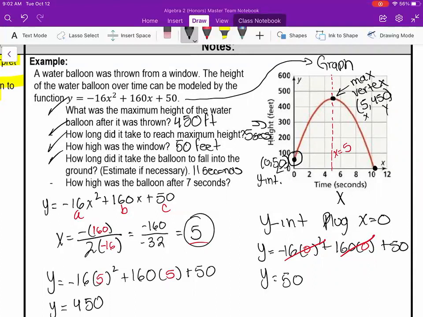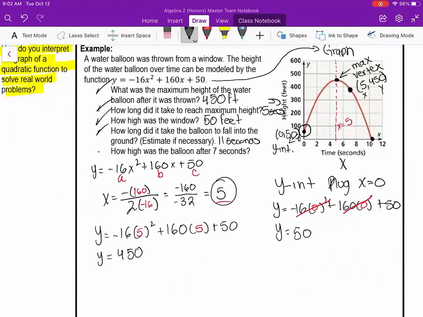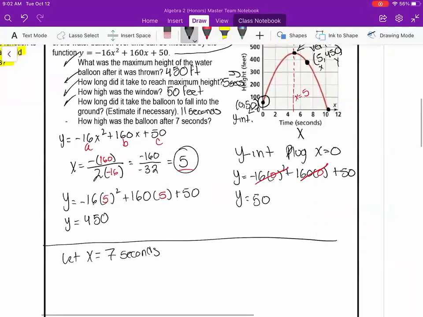All right, and the last question is, how high was the balloon after 7 seconds? Well, 7 seconds is somewhere over here. And I don't know what that point is, but how can I figure that out? Well, you can use the x value, plug it into your original equation to figure out what the y value is after 7 seconds. Basically, we're going to let x equal 7 seconds, and we're going to plug it into our original equation, which is y equals negative 16x squared plus 160x plus 50.